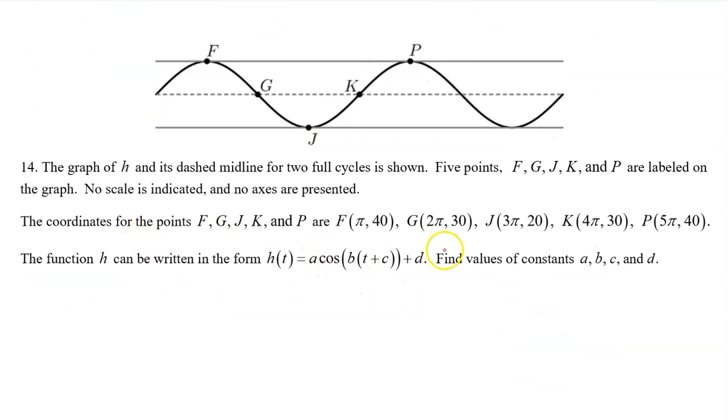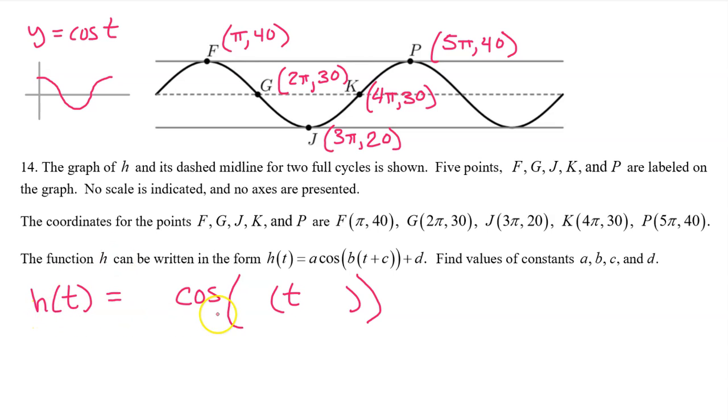Number 14 is the same thing with new input-output pairs, and it's cosine this time. We need to build a cosine function, and we have memorized that the parent function y equals cosine t looks like this. I'm going to use this period of h to write my cosine function because it looks just like the parent function. That way, the A value will simply be the amplitude, which is the highest value minus the middle value. 40 minus 30 is 10, so the A value is 10.